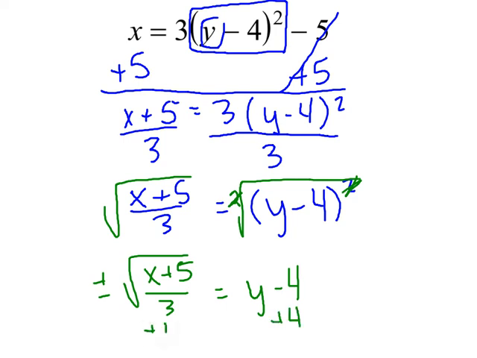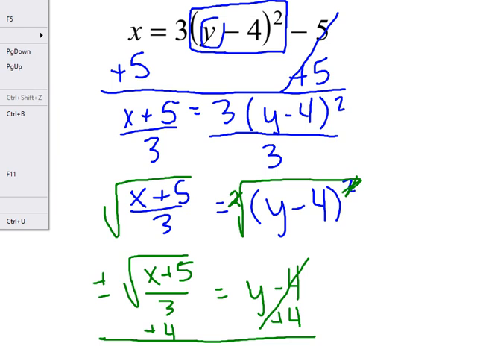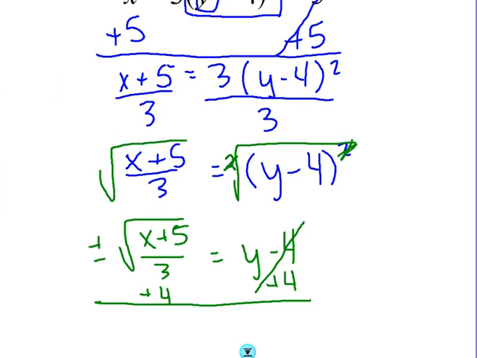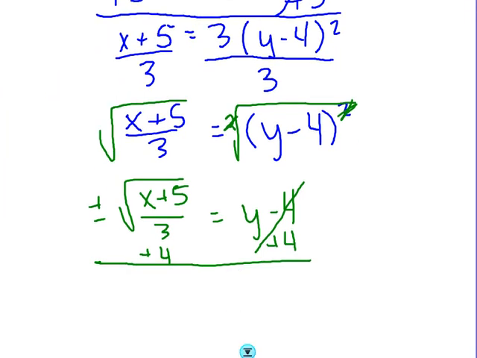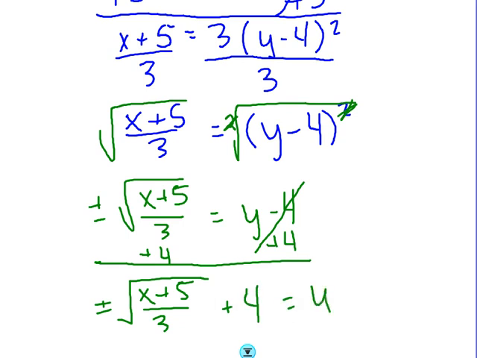Okay. Now, one more step, trying to get y by itself. I'm going to add 4 to this whole thing. That cancels out. And now we can go a little bit further. So our whole solution is I'm going to take the square root of positive and negative x plus 5 divided by 3. Then outside of your square root, I'm going to add 4 is equal to y.